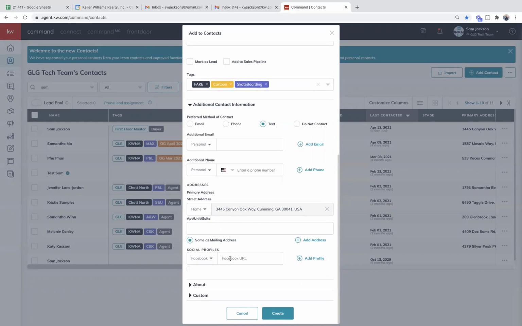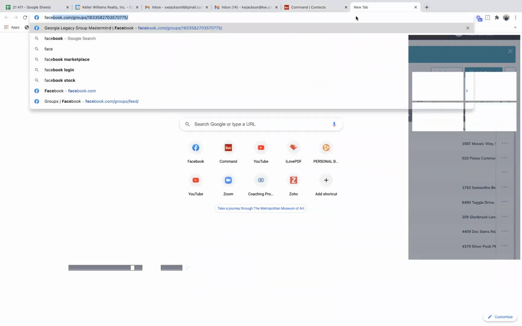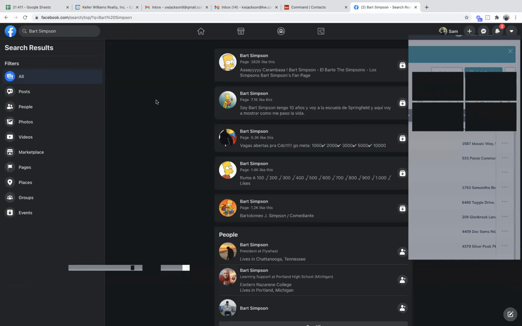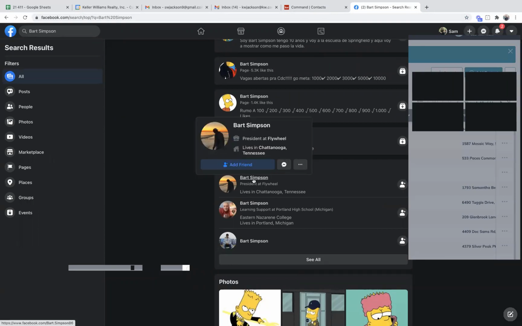I can also now go grab this person's social media links. So what I want to do is go to Facebook and let me just search Bart Simpson. I'm sure there's probably a real person named Bart Simpson. All right, any people? All right, so this poor person in Chattanooga, Tennessee, unlike myself, Sam Jackson, who's never named after a celebrity, is named Bart Simpson.